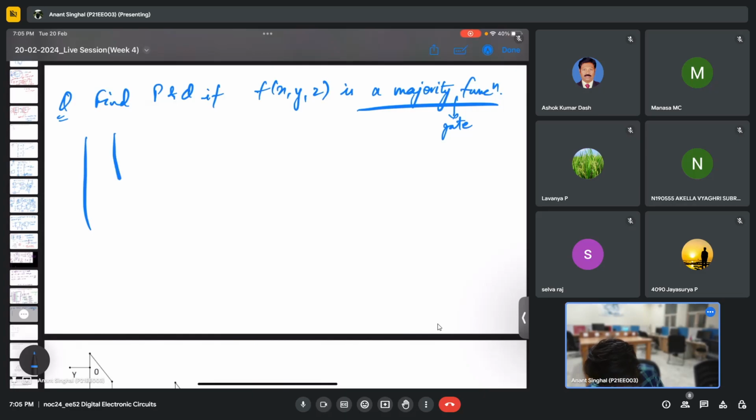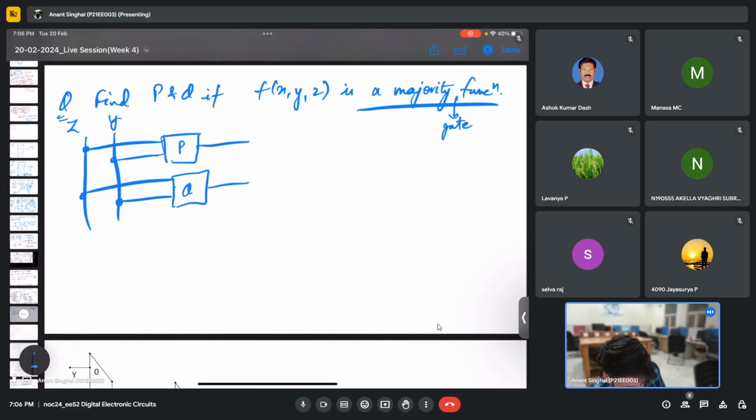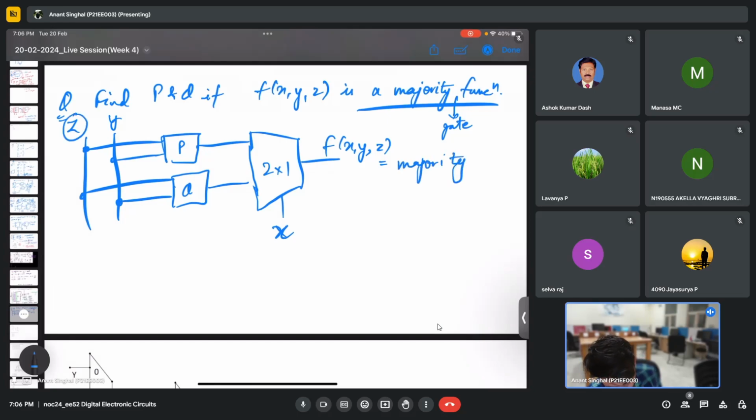So let's say I make a circuit. This is Y, Z. So dot means it is connected. Let's say this is a block P, again with Y, Z, and this is a block Q. And then I'm giving it to a mux which has a select line X. So all of them are covered now. This is a 2 cross 1 mux, and this is the final F. So F of X, Y, Z should be a majority function. For that you need to calculate P and Q in terms of Y and Z.